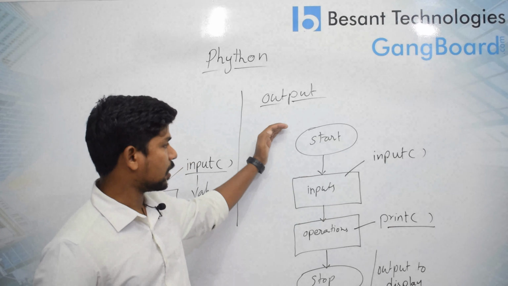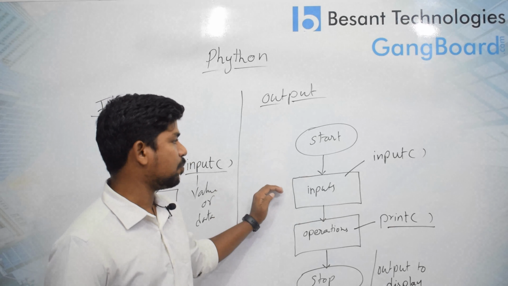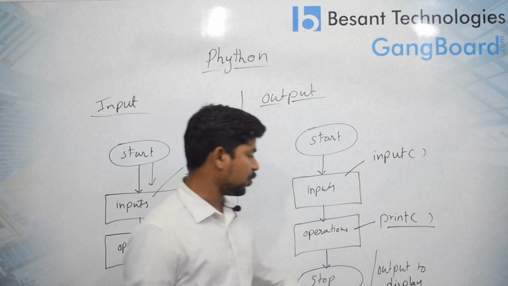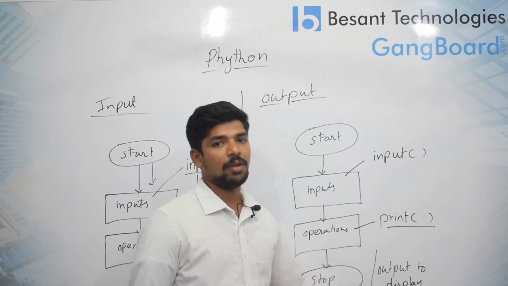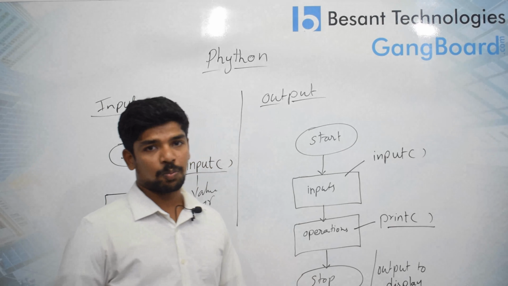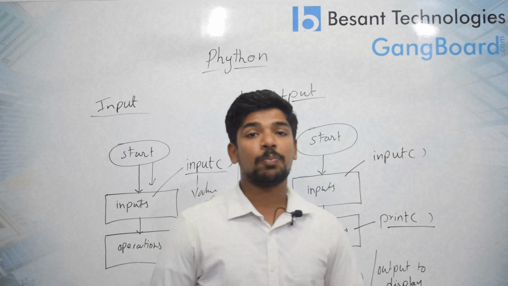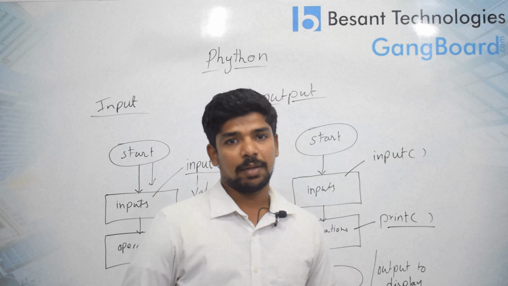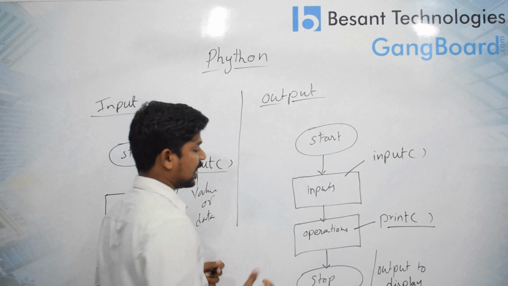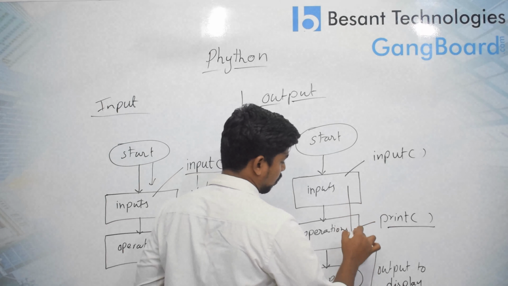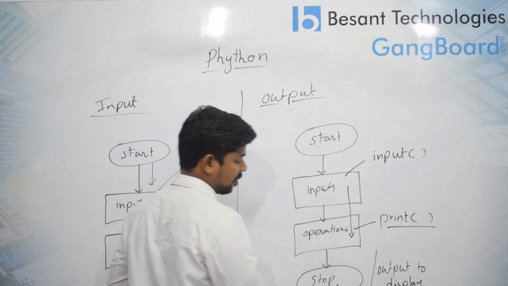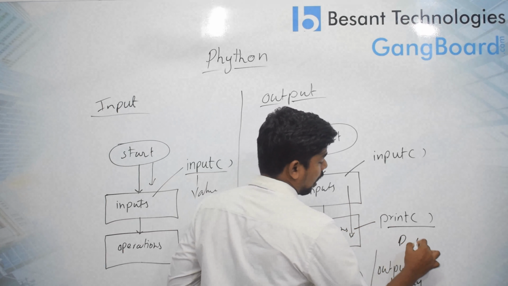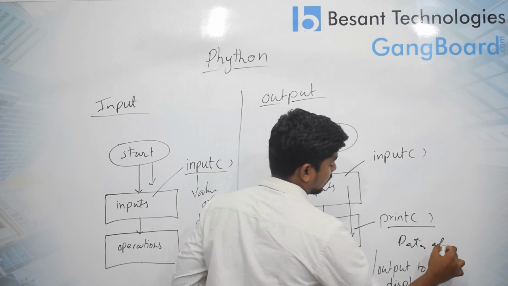So here, after starting the program, we will take the inputs and process them, and then we will stop. At the stop, you can see the output on the display. What is this output? An output is the data processed by a program and shown on the display. The data is processed in the program, comes to the end, and displays the output after processing.